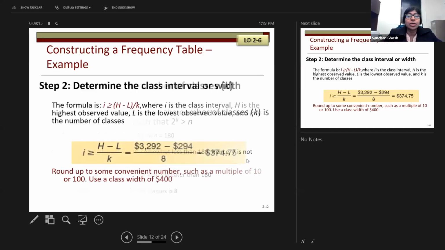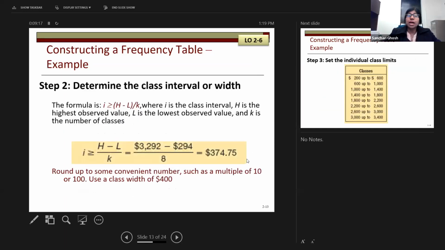So the next thing, after the number of classes, we can safely go to the other thing, which is the class interval. We now know the number of classes. The numerator is the maximum value in your data set minus the minimum value, the highest minus the lowest observed value, divided by the number of classes. So we use the profit level data set. We see the highest level of profit, the lowest level of profit, divided by the 8 number of classes. Let's see why we took 8.